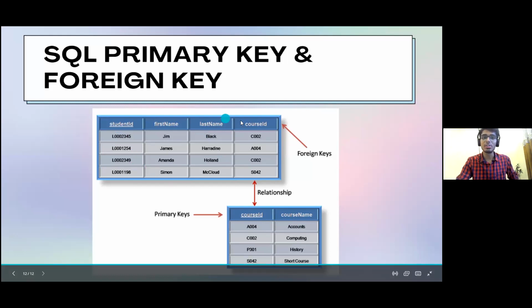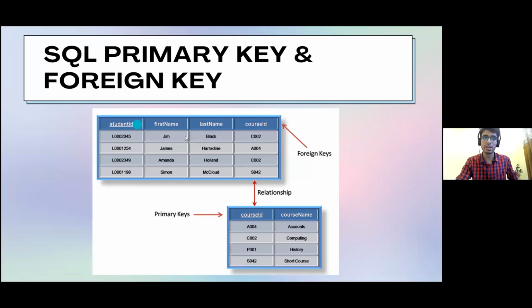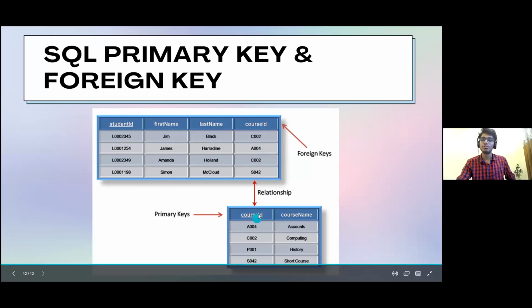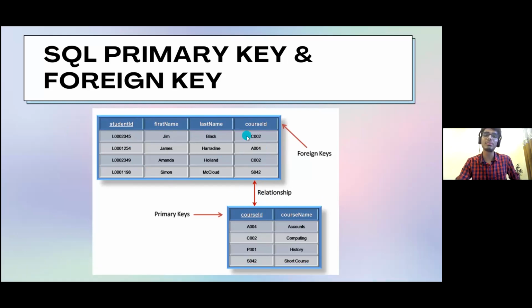So here we can see four columns over here: student ID, first name, last name, and course ID. And now we have another table. So the ID plays a very important role in our tables, in our database, as that is the only unique identification basically, which we use so that we can store data for that particular ID.